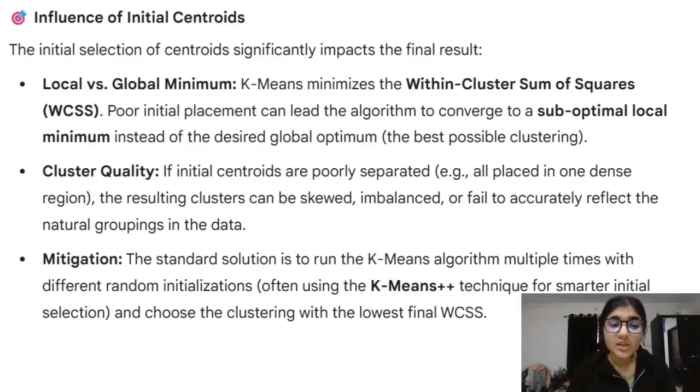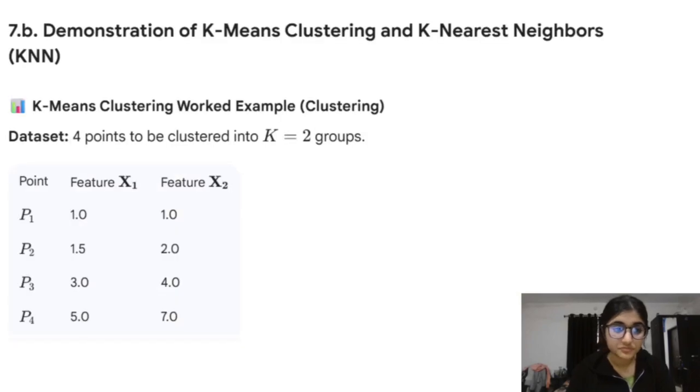The second is cluster quality. If initial centroids are poorly separated, then the resulting clusters can be skewed, imbalanced, or fail to accurately reflect the natural grouping in the data. Then mitigation: the standard solution is to run the k-means algorithm multiple times with different random initializations and choose the clustering with the lowest final WCSS.